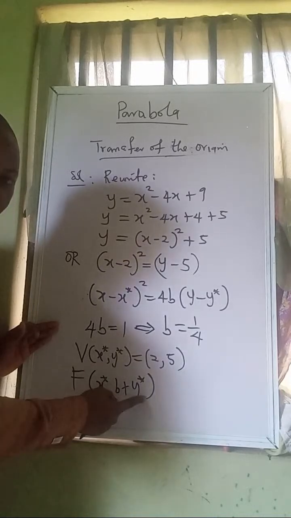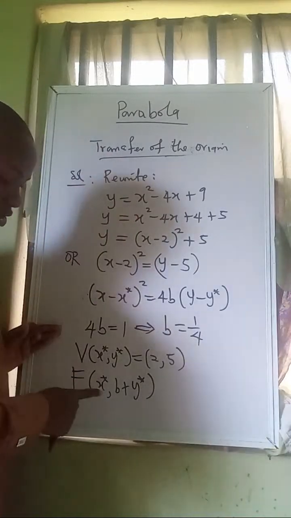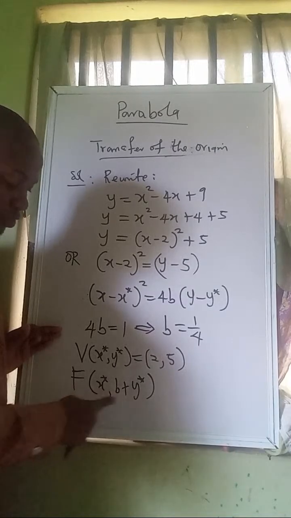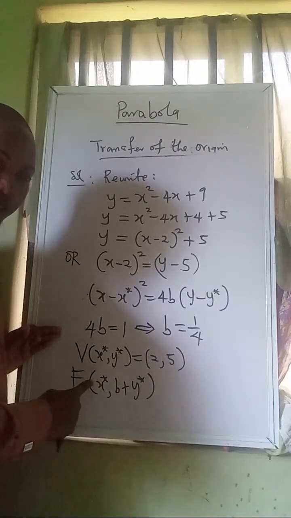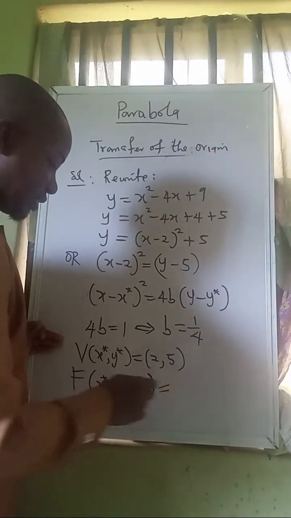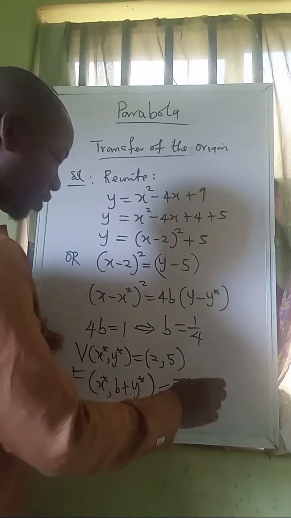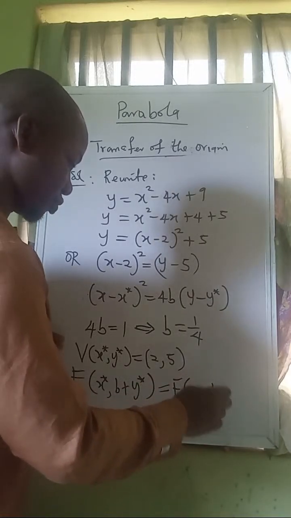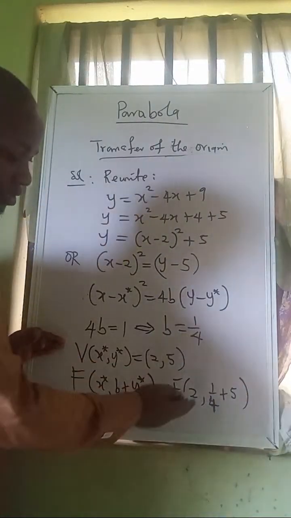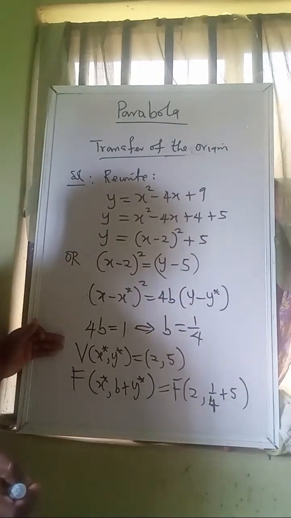Okay, when these two points are the point of the vertex, so if you compare this with the first one we generated from the origin, you see that where this is 0 and this is 0, we have focus F of (0, b). So because of these two points that are now added, this will be F of (2, 1 over 4 plus 5). Okay, so when we add this together, the focus will be 2 comma whatever we have there. So this is how we do this.